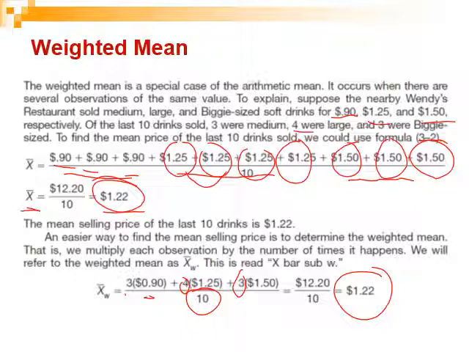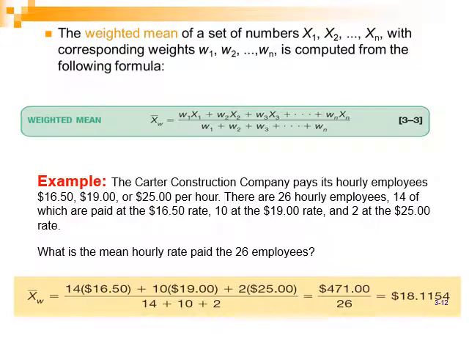So we have a rule for the weighted mean, which is noted by x bar w, equal to w1 x1. This means weight 1 multiplied by the first observation, plus weight 2 multiplied by the second observation, up to weight n multiplied by the nth observation, and divided by the sum of the weights.